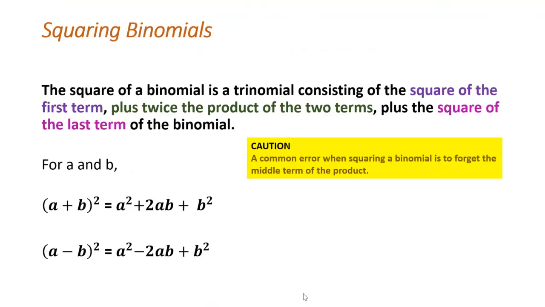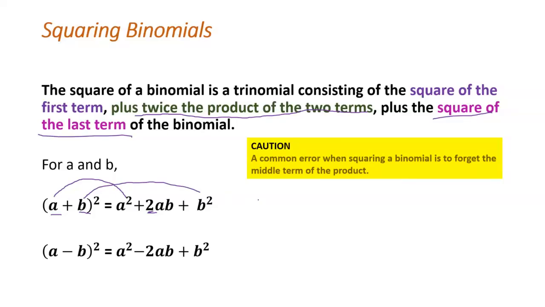Let's first look at the formulas for squaring a binomial. The square of a binomial is a trinomial, consisting of the square of the first term. Let me get the pen here so I can explain while I'm talking. First of all, I'm going to square my first term, which is a times a, a squared. Then we will do twice the product of the two terms, a and b, so multiplying two times a and b. And then I will do the square of the last term. In this case, I'm squaring my b.